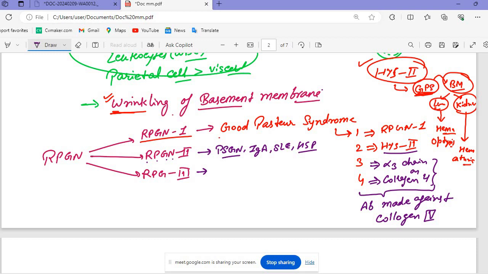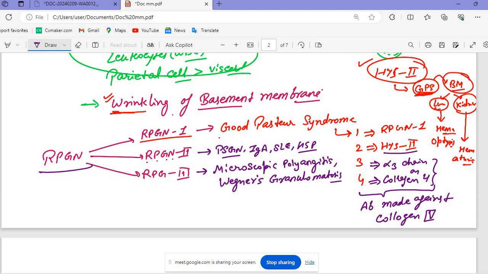PSGN, IgA, SLE, HSP. RPGN type 3, we have microscopic polyangiitis, and we have Wegener's granulomatosis. So this is what we have in RPGN. I hope this is clear till now. Anyone have any problem?